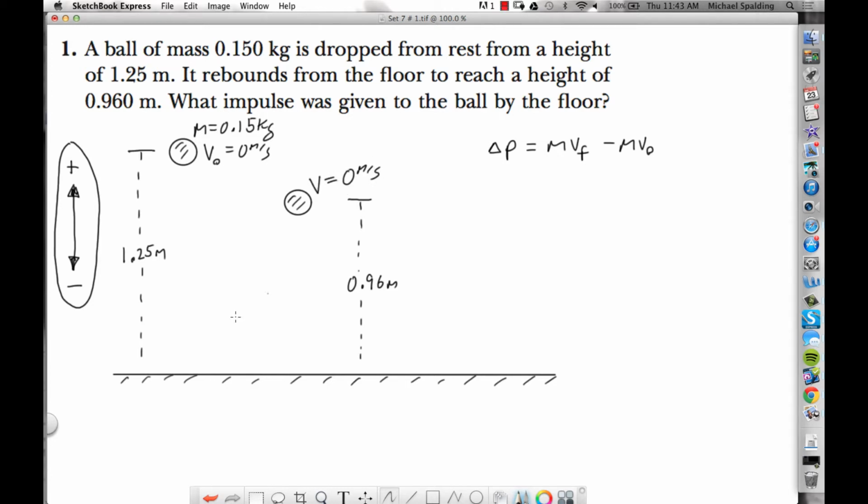Remember, at the highest point, the ball goes up, up, up, up. For a split second, it stops. The question is, what impulse was given to the ball by the floor? So impulse is a fancy name for change in momentum, where P is momentum. Now look, before we solve it, when the ball hits the floor, which way is the momentum changing? Is the momentum changing in the downward direction or the upward direction?